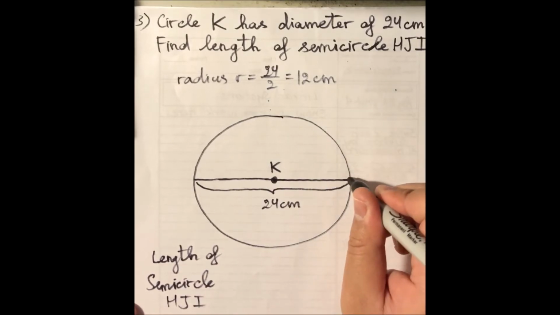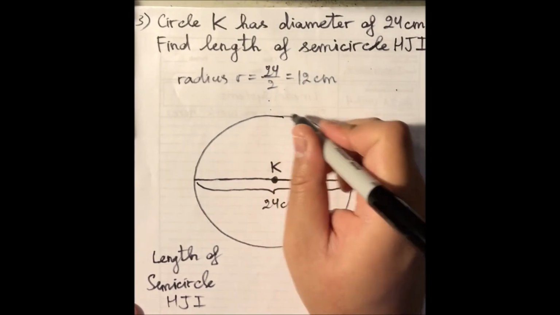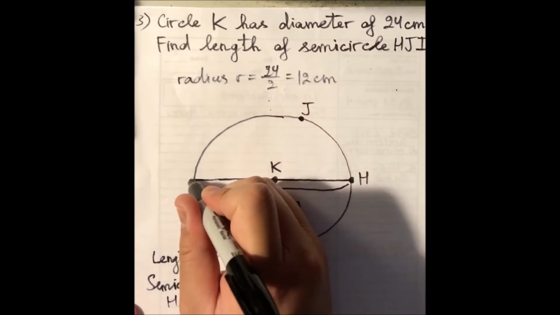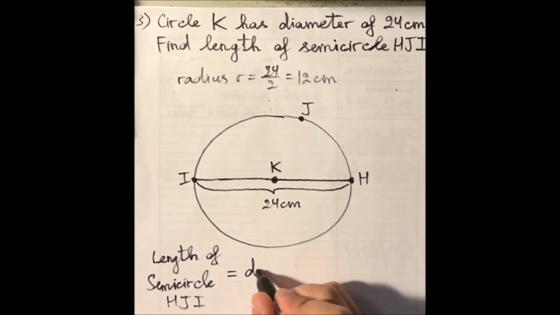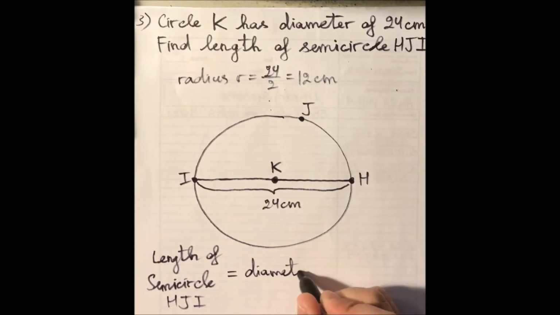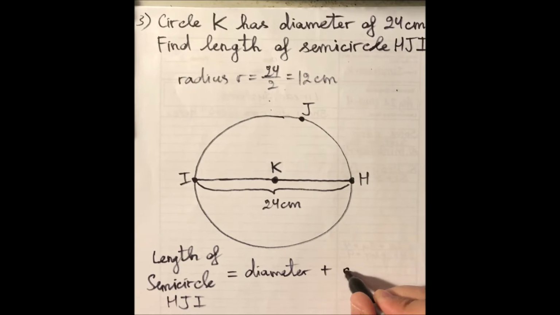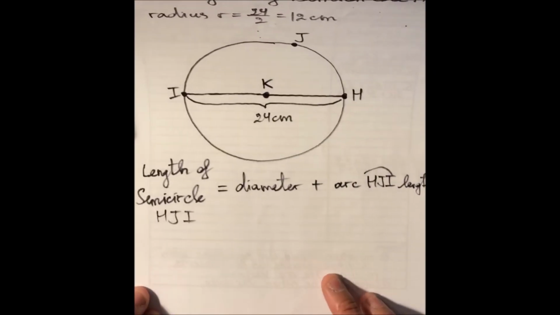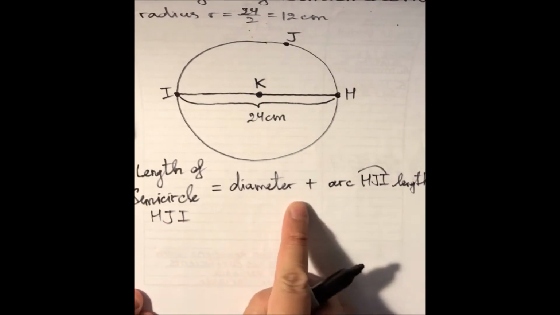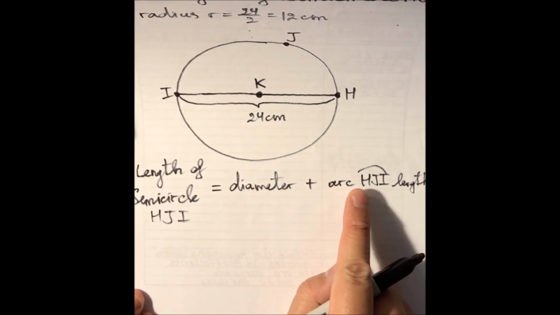HJI, well, I should name it here. This is going to be H. J just somewhere in the middle, so maybe I'll put it here. And then I is the other endpoint. Length of the semicircle HJI is going to be the diameter plus the arc HJI length. Okay, so hopefully you guys can see that. So yeah, length of semicircle HJI is just the diameter plus the length of the major arc HJI.